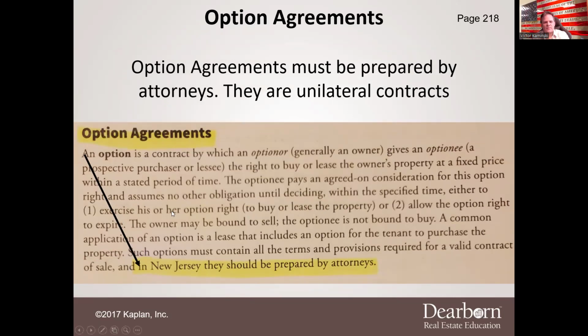So let's highlight option agreements. And then in New Jersey, they should be prepared by attorneys. And then draw that arrow there. So option agreements should be prepared by attorneys. All right.